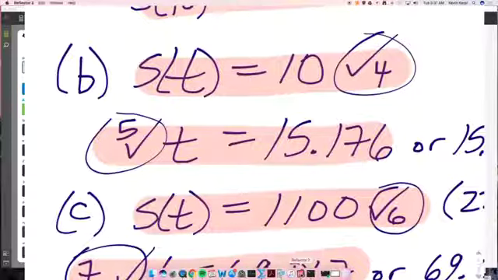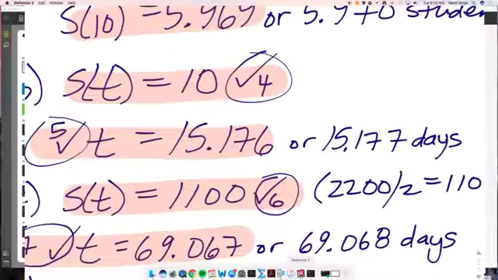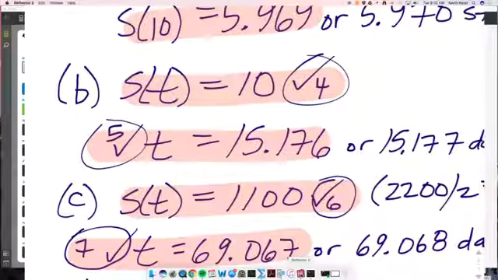Then you're going to graph 10 and Y2, and then see where they intersect, second trace number 5, and you get T equals 15.176 if you truncate, or 177 if you round. That'll be the 5th check. And remember, that's 2 separate lines. S of T equals 10, and then underneath there, T equals the number. If you have days on the end of that, you're eligible for the unit check at the end.